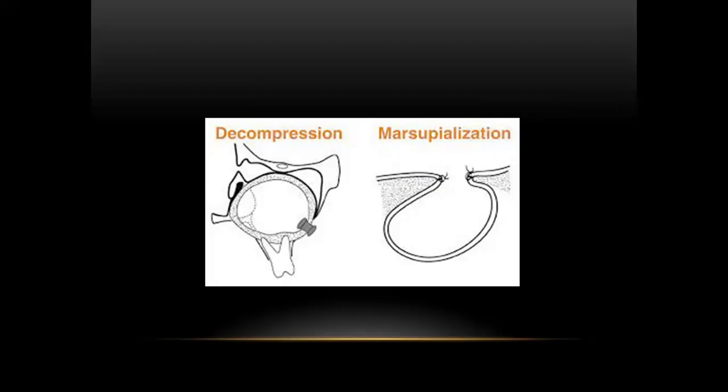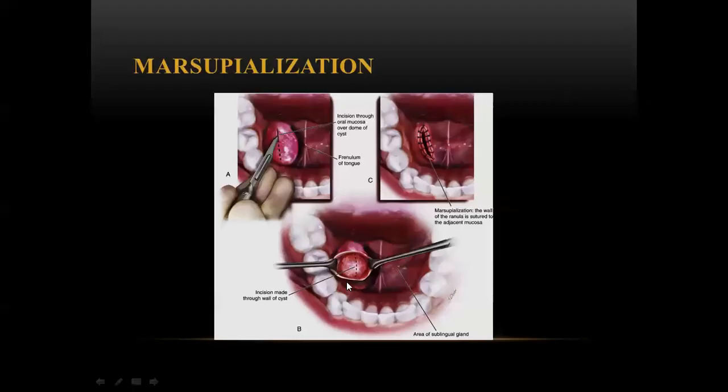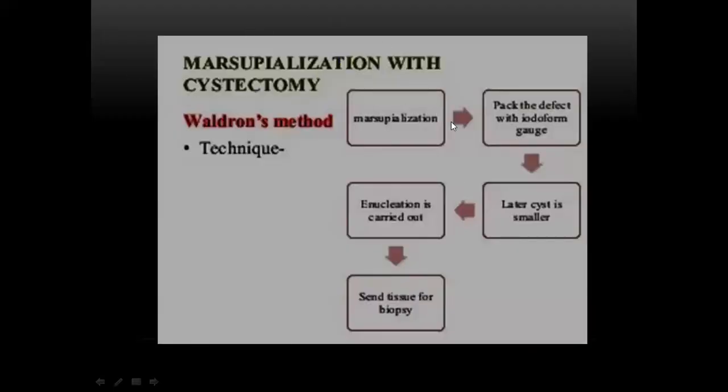So the difference between decompression and marsupialization is that in decompression a window is created, whereas in marsupialization the entire roof of the cyst is removed. This is a pictorial representation of marsupialization, where the entire roof of the cyst is removed and the remaining cyst is sutured to the normal mucosa. This is a chart which shows Waldron's technique. First, we marsupialize the cyst, pack the defect with iodoform gauze, and allow the cyst to reduce in size. Once the cyst becomes smaller, enucleation has to be carried out.